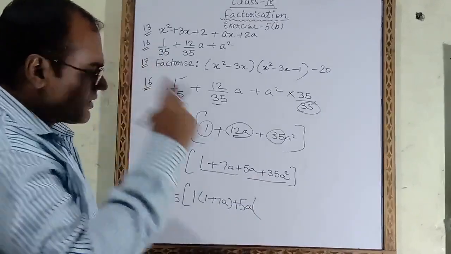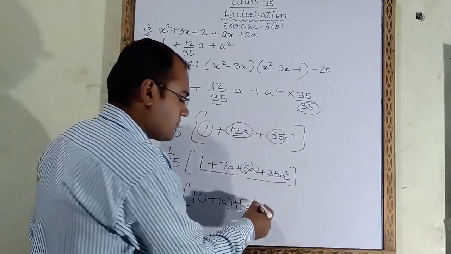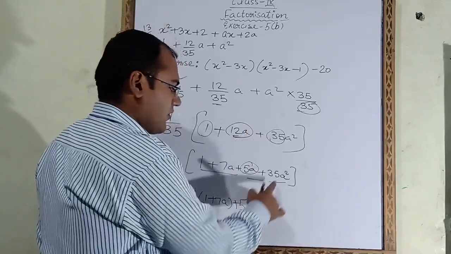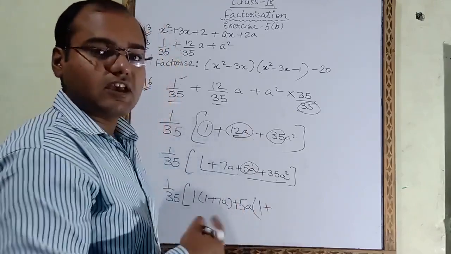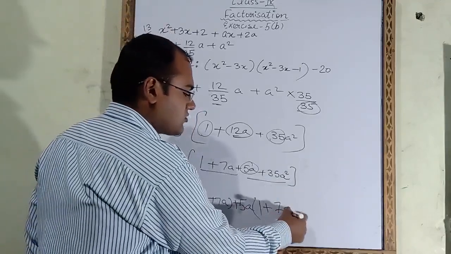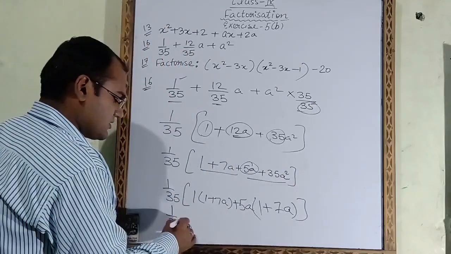Now what you have to do, plus 5 we have taken common, so this full number we have taken common. So what will be the remaining number? 1. Plus, from 35 we have taken 5 common. 5 sevens are 35, so 7 is remaining. From a square we have taken a common, so a will be remaining. Now next thing, 1 upon 35 as it is.